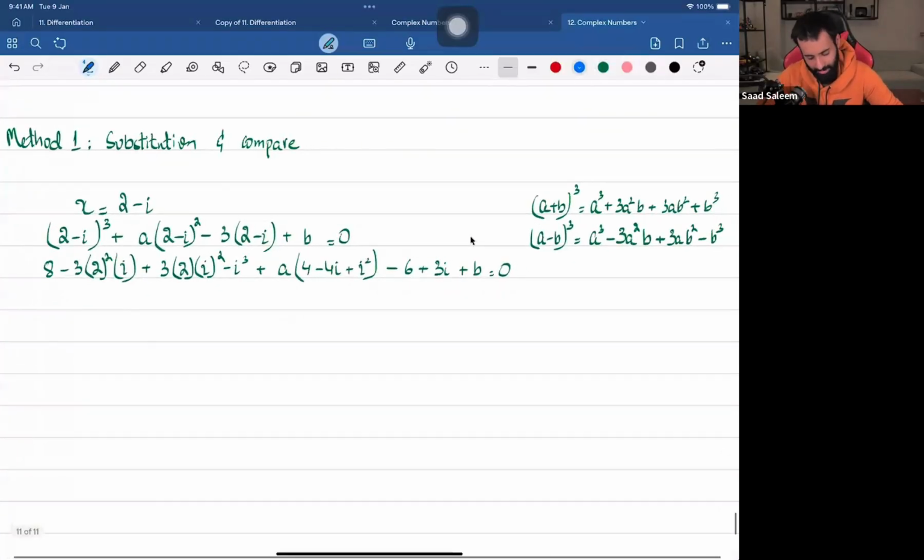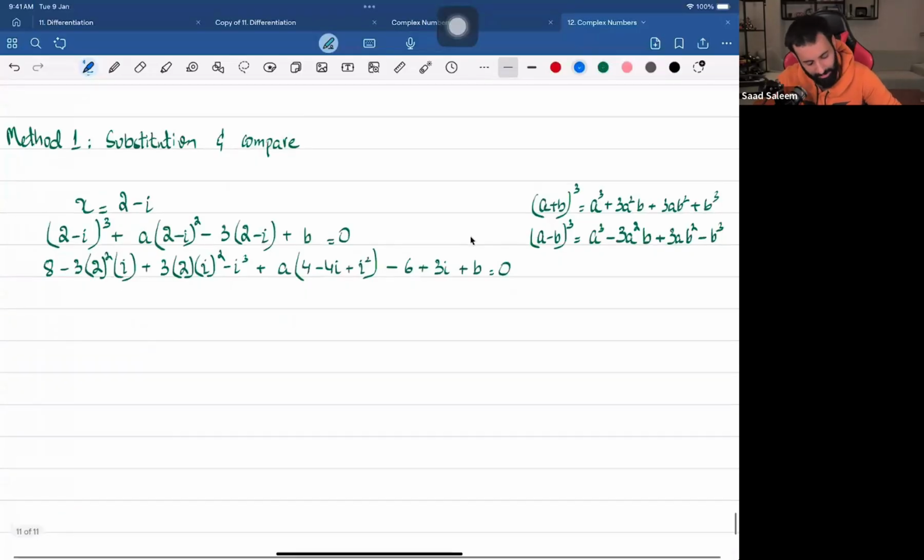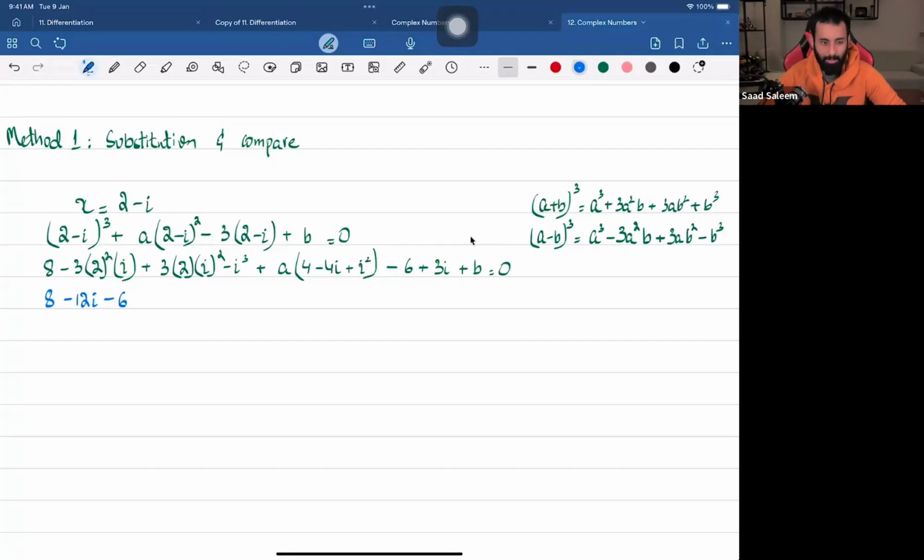Now, like I said, get ready for some insane amount of algebra. 2 square is 4. 4 times 3 is 12. So that's minus 12 iota. Now, 3 into 2 is 6. Iota square is minus 1. So that's minus 6. Now, what's iota cubed? Let's see if you guys remember.